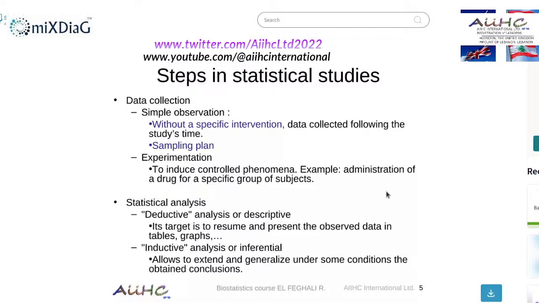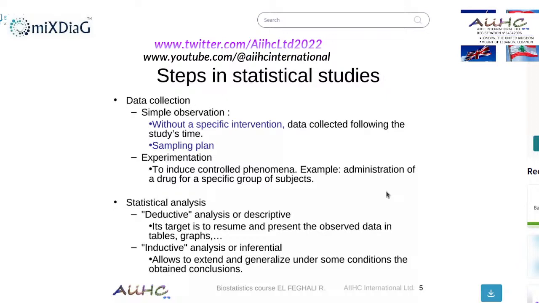So here we are experimenting, in fact, to induce controlled phenomena. Here we've induced, in fact, the reaction of the people, because we know very well the people are not ready to accept this guy, so we bring him back. So we are making an experimentation. But the first time, the first mandate, it was a simple observation, so administration of a drug for a specific group of subjects, like I've told you.